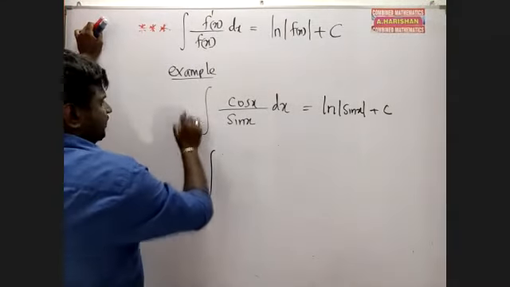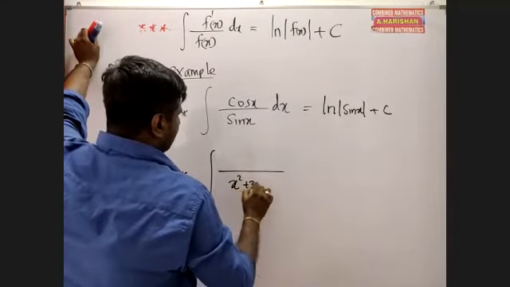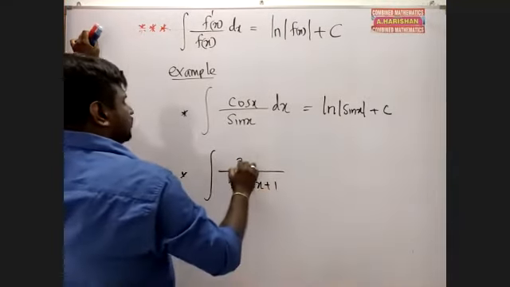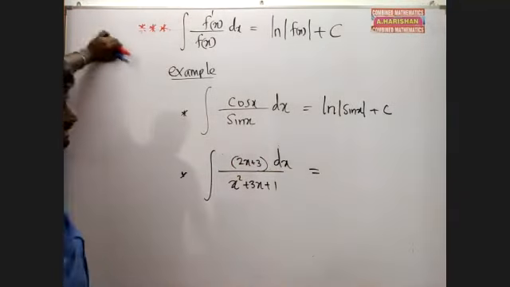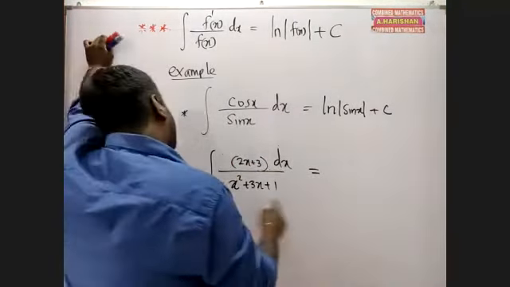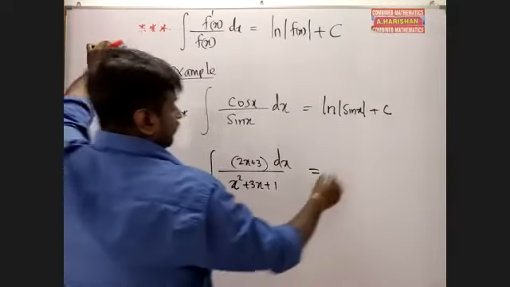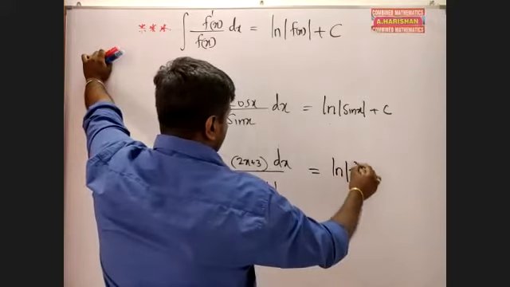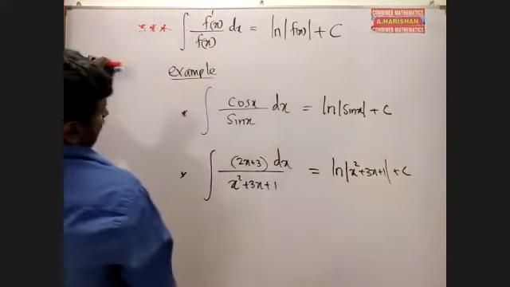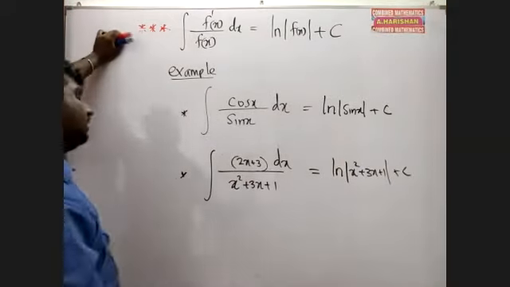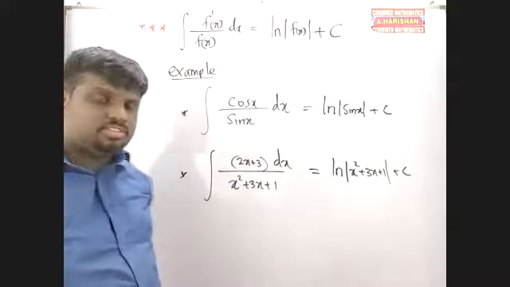So I can go for another example. Tell me, x squared plus 3x plus 1, with (2x + 3) dx. First you have to check whether the differentiation of the denominator exists in the numerator. Yes, this is 2x plus 3. So immediately you can write ln|x squared + 3x + 1| plus c. Okay, is it clear? Anything? That's fine. We will continue the questions.